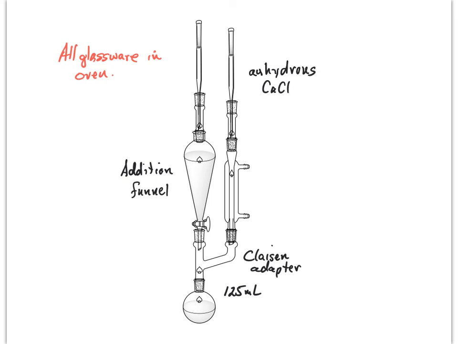Now, calcium chloride is one of the things we can use as a drying agent, right? We've used those pellets as a drying agent for some of our liquids. We're going to do the same thing here, so that any air that gets in and is trying to get through the system has to pass over the calcium chloride, which will absorb any water in the air. Okay?